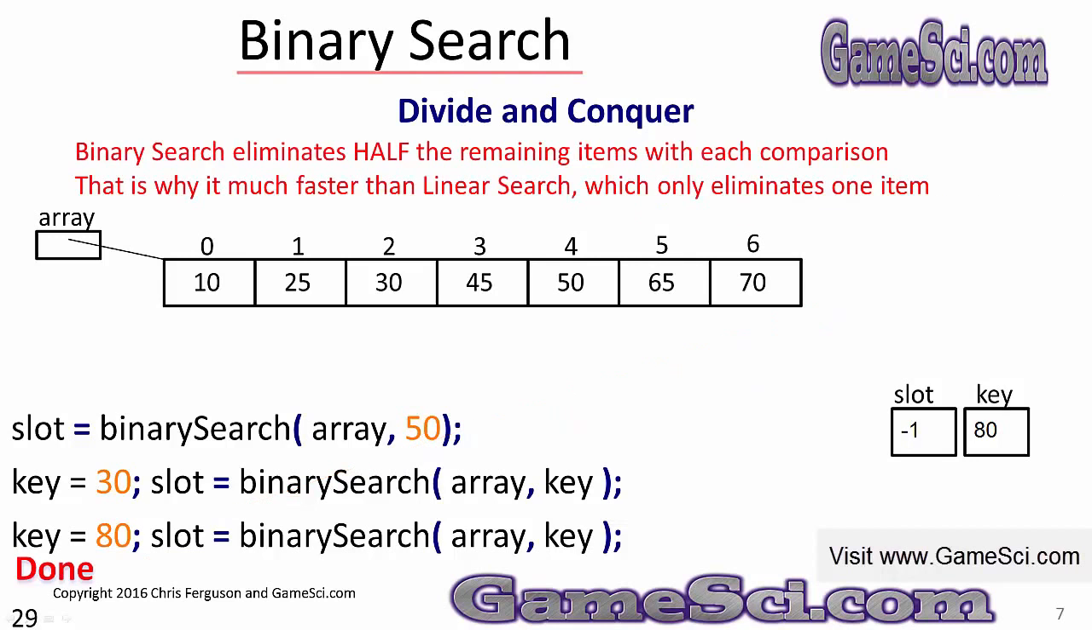The advantage of binary search is it eliminates half the remaining items with each comparison. That's why it's much faster than linear search, which only eliminates one item. A linear search says look at one number and search all the rest of them. A binary search says look at one number, the middle number, and only search the remaining half, the half that the data you're looking for has to be on. It's a little hard to tell with a small amount of data, but as the arrays get bigger and bigger, binary search is much faster than linear search.